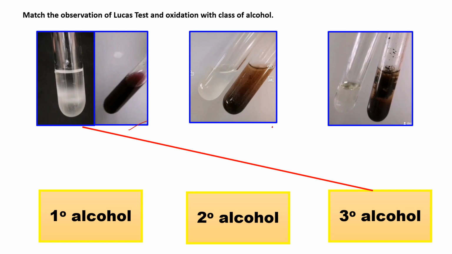Now for the second picture, you can find that the cloudy solution forms and they are able to be oxidized, meaning that this is a secondary alcohol. For a tertiary alcohol, the cloudy solution forms immediately. For a secondary alcohol, the cloudy solution forms maybe after 5 to 10 minutes. The last picture shows no cloudy solution for Lucas, but they can be oxidized, meaning that this is a primary alcohol.